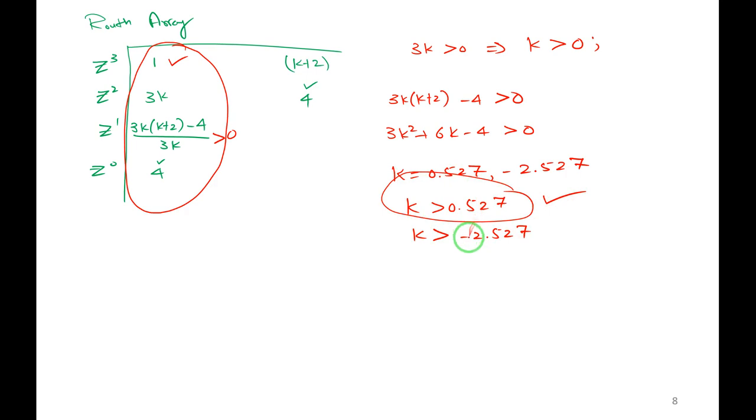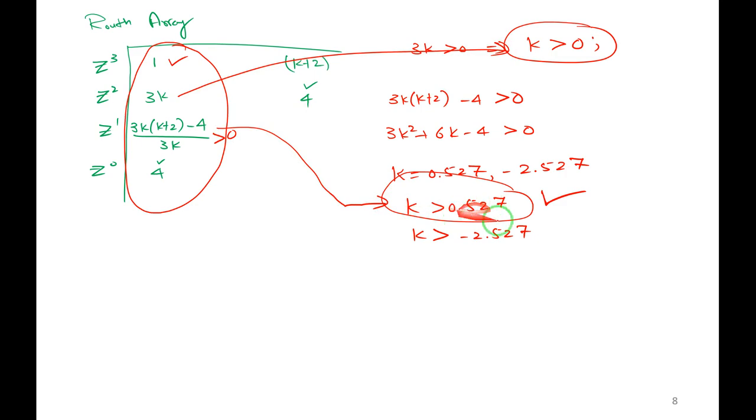Because if k is greater than minus 2.527, it includes the values from minus 2.527 to 0.527. If I take k greater than 0.527, the values from minus 2.527 to this are invalid. So we will take this condition and this is another condition, right? From this we got k greater than 0. From this we are getting k greater than 0.527. These are the two conditions. But k greater than 0, the condition vanishes, right? So k greater than 0 or k greater than 0.527, I'll be taking this only.